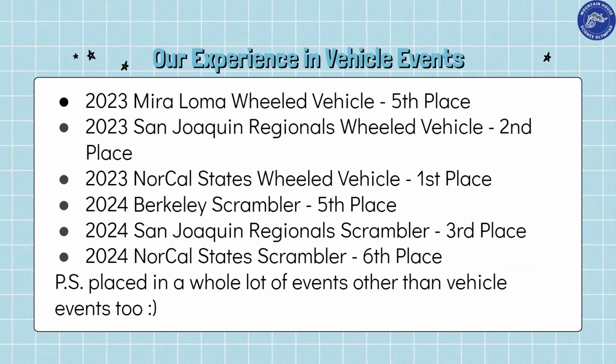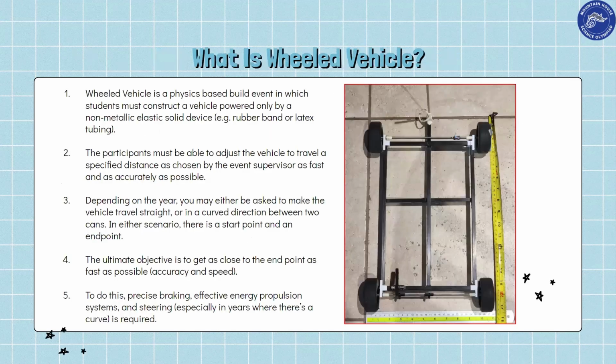In 2024, as our first year in Division C, we placed 5th at the Berkeley Science Olympiad Tournament. We placed 3rd at San Joaquin Regionals. And at NorCal States for Scrambler this year, we placed 6th. We also placed in a whole lot of events other than vehicle events. We have a lot of experience in Science Olympiad in general.